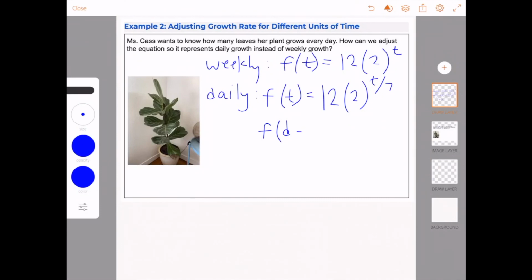So if I'm going to rewrite this, I'm writing f of d equals 12 times 2 to the power of 1 over 7, right? And that 1 represents the fact that we want to know how many leaves grow in one day, and that's all raised to the power of d. Now I'm going to plug that into my calculator, and I get 1.104, and I'm going to write that as our final equation. And notice that our growth rate is still less than 2 because the plant grows less in one day than it does in 1 week.